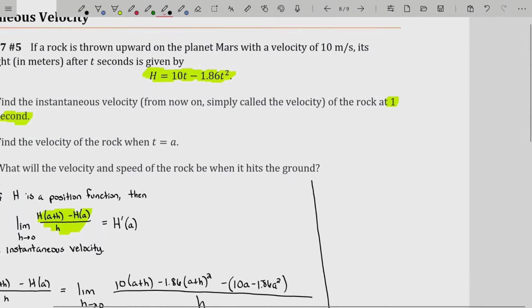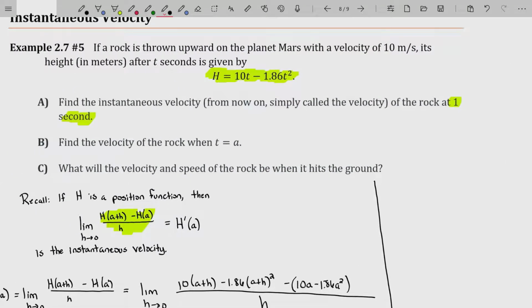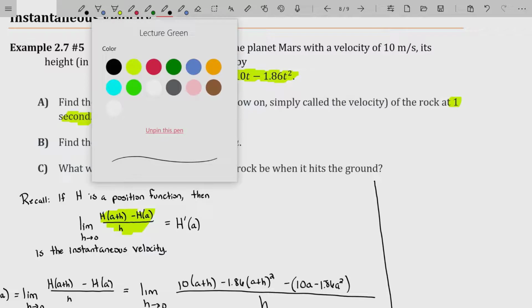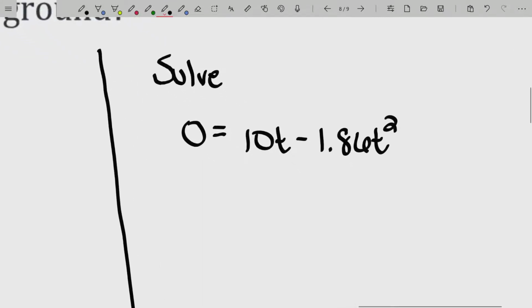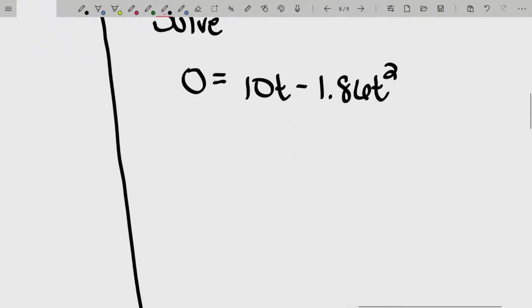So we are given this function for the height of the rock at any given moment. We want to know, when is that height 0? So we're going to solve 0 is equal to 10t minus 1.86 t squared. You just have to be able to interpret that. That is a prerequisite from algebra 2, honestly. And this will imply that 0 is equal to t times 10 minus 1.86 t.